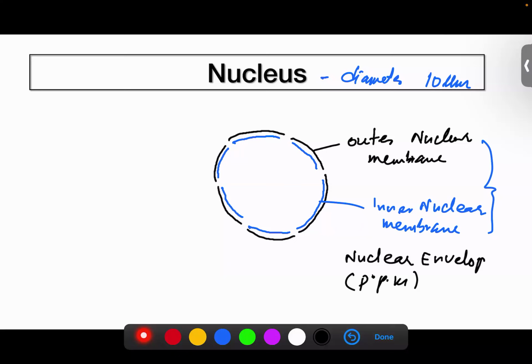Okay, so let's have a look at the differences between the inner membrane and outer membrane. The outer membrane has small granule-like structures present on its surface. These are known as ribosomes. Whereas the inner nuclear membrane doesn't have ribosomes present on it. This is a smooth membrane, whereas the outer membrane has ribosomes attached on it.